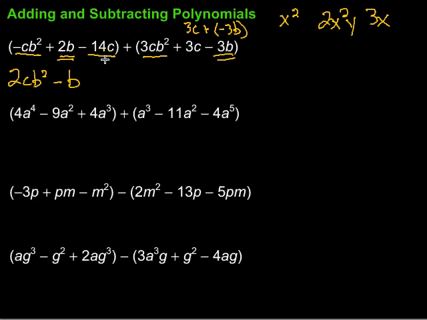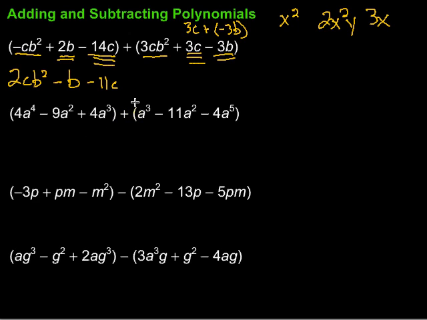Okay, finally we have minus 14c there, and plus 3c. Combine those two, we end up with -11c. -14c plus 3c. Then I look through here, nothing else I can combine, so that's it. That one is simplified as much as it can be. Let's take a look at this next one.